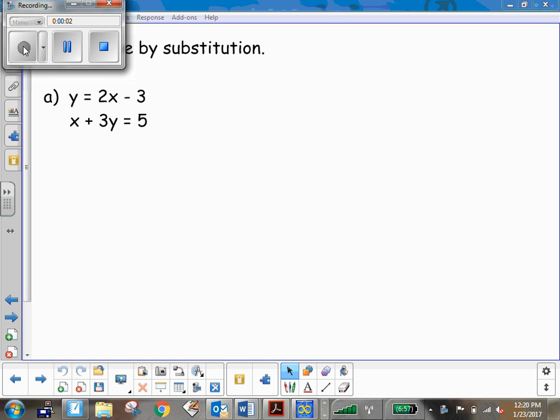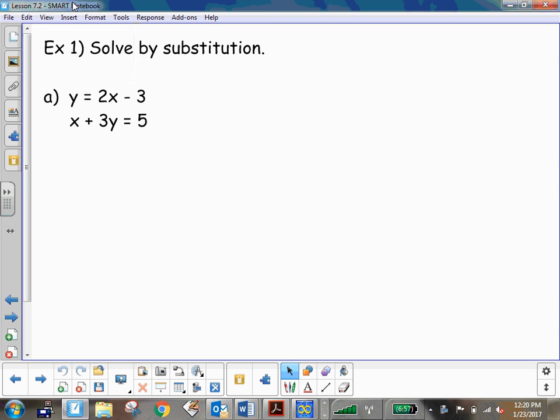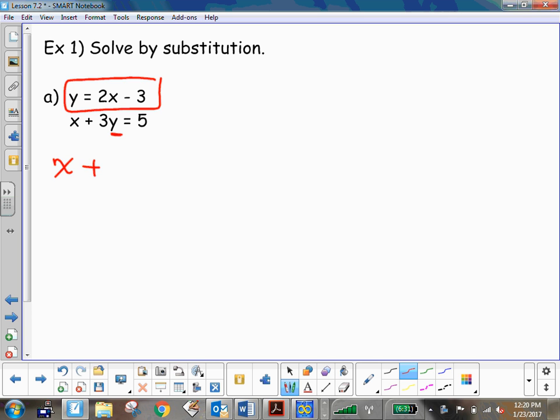Right, so we're going to use substitution here. And the easiest one to use substitution for is this one right here. Right now we know what y is equal to. Y is equal to 2x minus 3. So we take the fact of what y is, and we substitute into that y right there. And we rewrite it. And so we say x plus 3, but instead of y, we're going to write 2x minus 3. And it's still equal to 5.